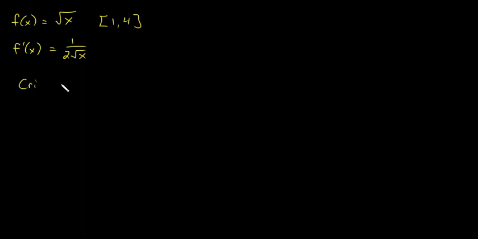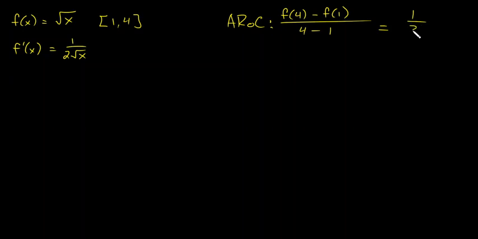Oh, we're not finding critical numbers. What am I doing? Okay. How do you find the average rate of change? The slope of what? F of 4. Okay, and let's see, that's 1/3. Okay, now what do I do?